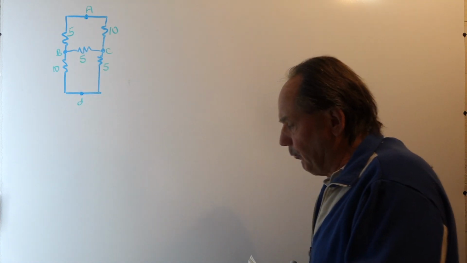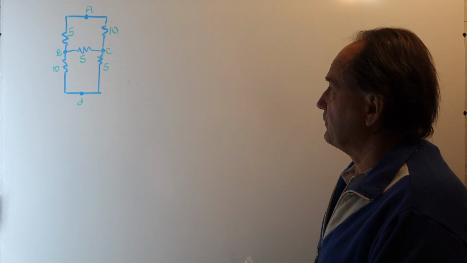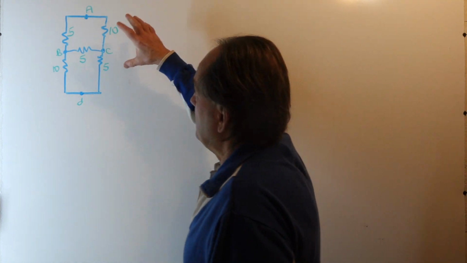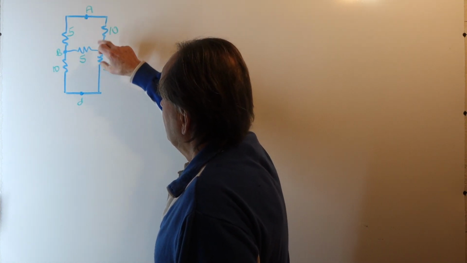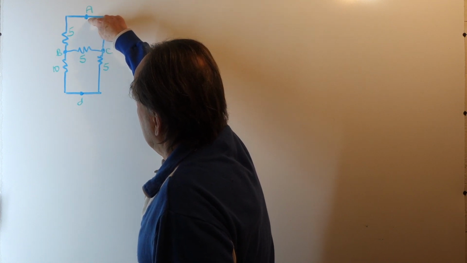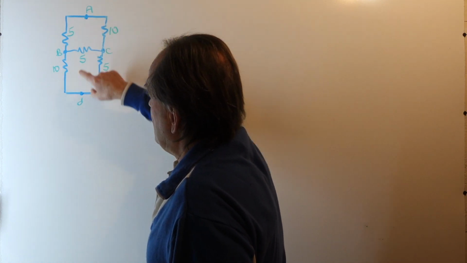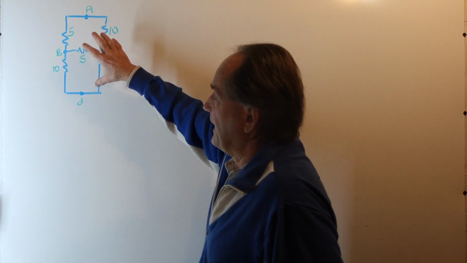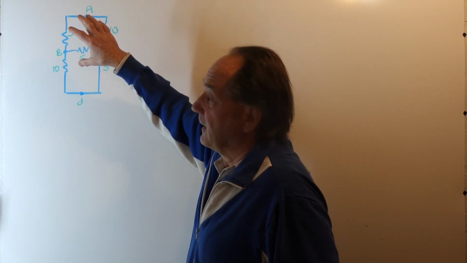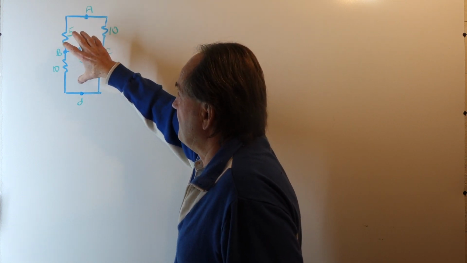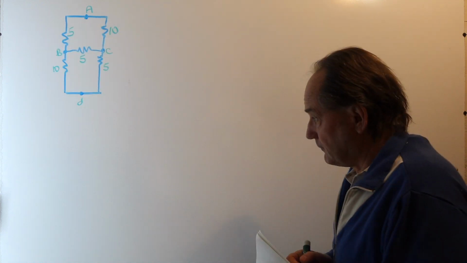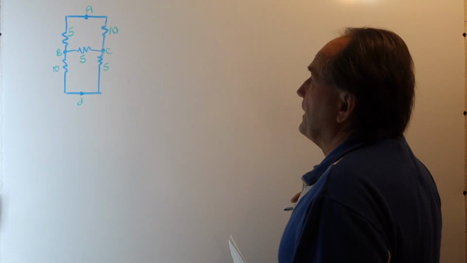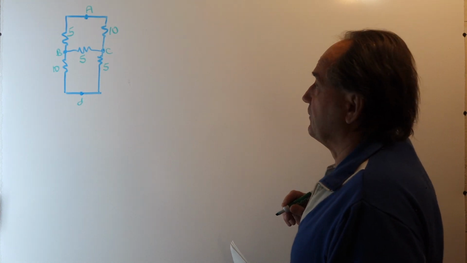Now, what do we mean by equivalent resistance? What we want to do is find a single resistance that could be connected between nodes A and D that has the same effect and the same value as this network does. Now, there are two ways that we can find equivalent resistances.